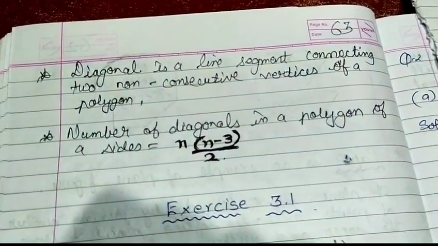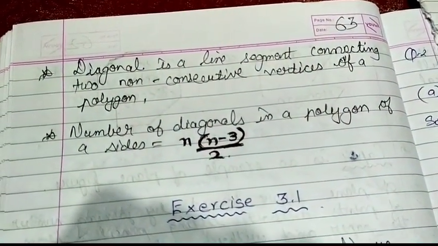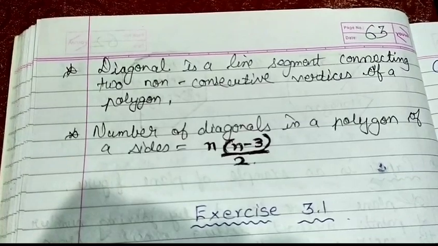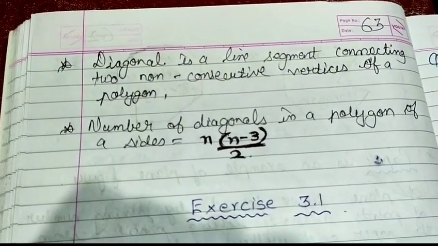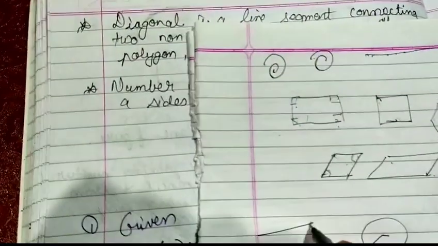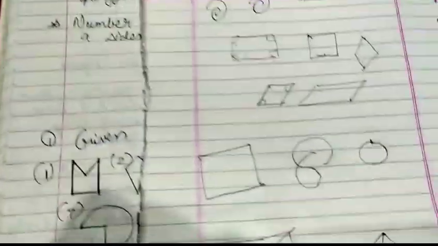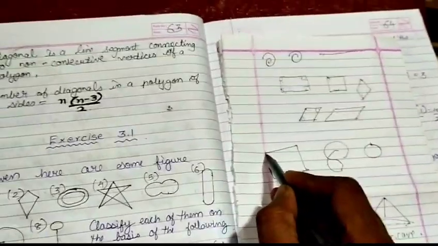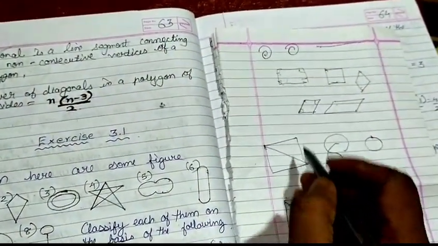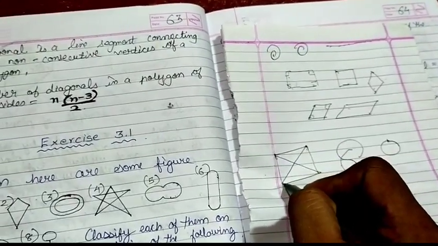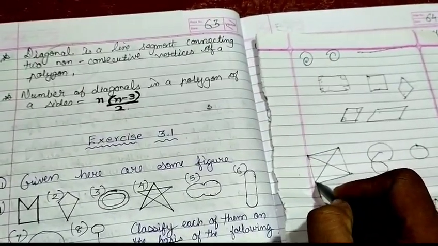Now, the diagonal is line segment connecting two consecutive vertices of the polygon. Now, dear student, what is diagonal? Diagonal is a line segment connecting two consecutive vertices of polygon. Now, take for example, this one figure is over here. If I'll pass my diagonal from one point to another, and another diagonal I will pass from here and connecting to its opposite point.